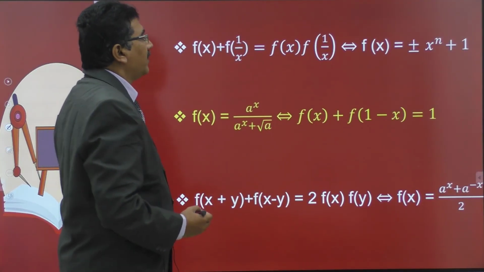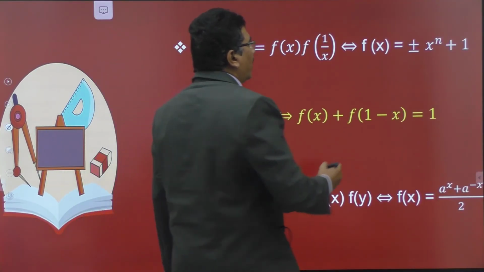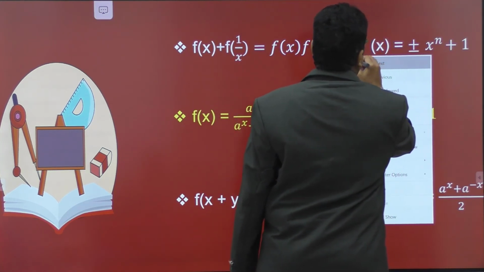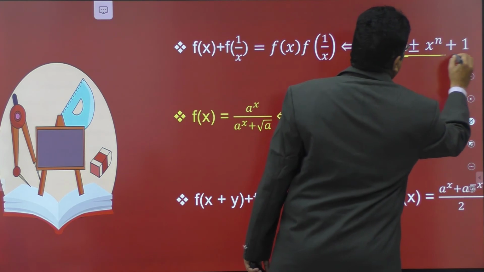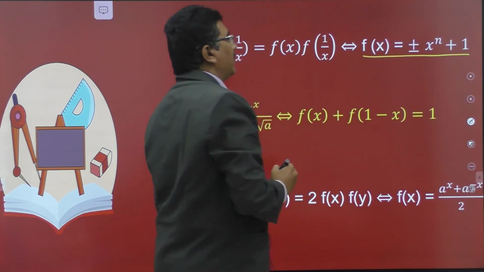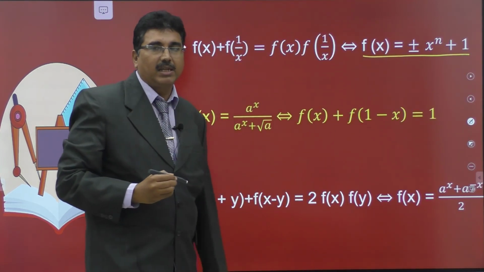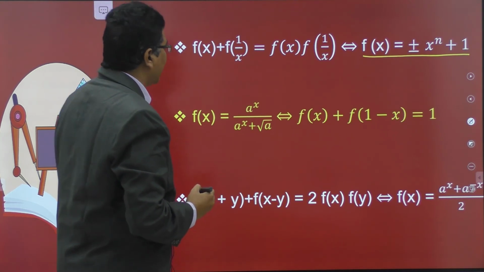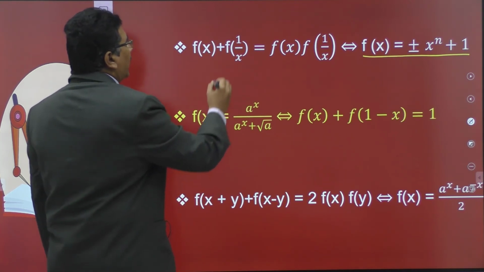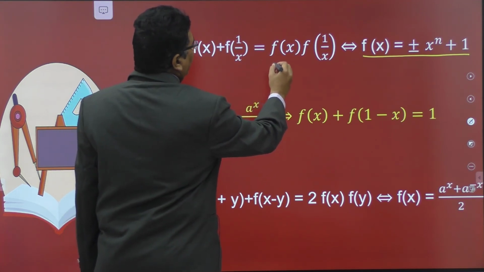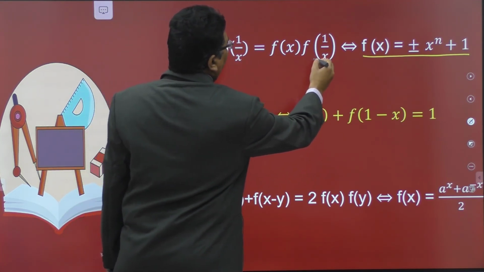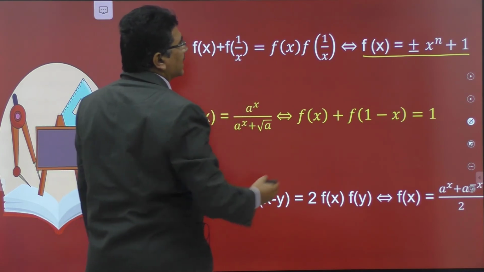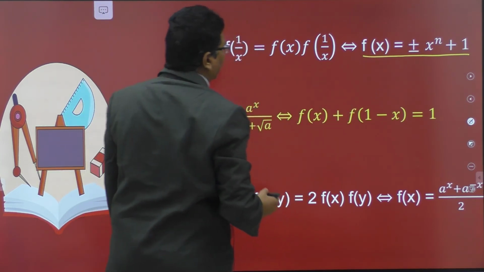Right? If f of x is of the form plus or minus x power n plus or minus x power n plus 1, this is a function satisfying the equation f of x plus f of 1 by x is equal to f of x into f of 1 by x. This is an equation satisfying this function.